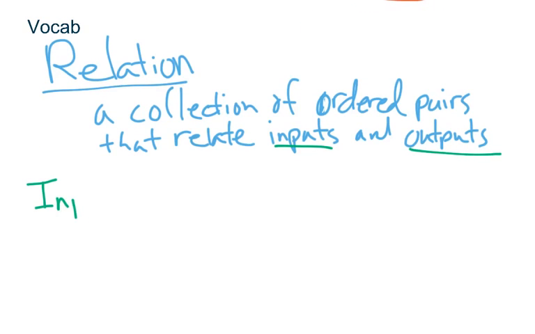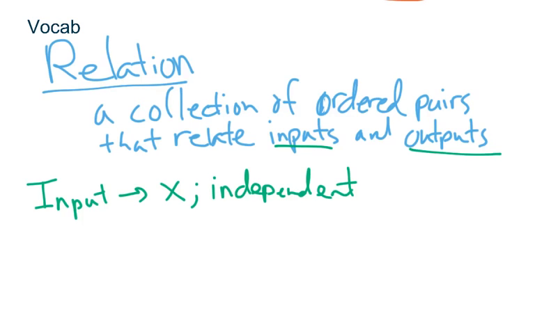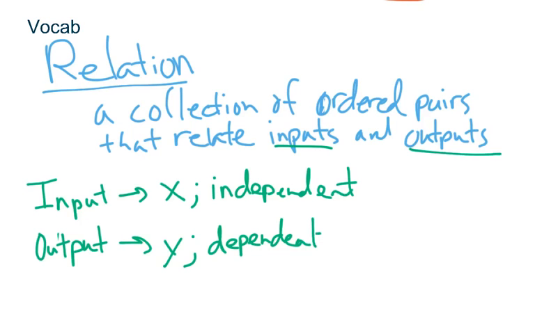So an input has two meanings that we're going to go with. One, it's the x variable, but it is also the independent variable. And we'll talk about that in a minute here. Then we have output, which is the y variable, and that is the dependent variable as well. Dependent. Perfect. And again, we'll talk about what I mean by independent and dependent in a minute here.